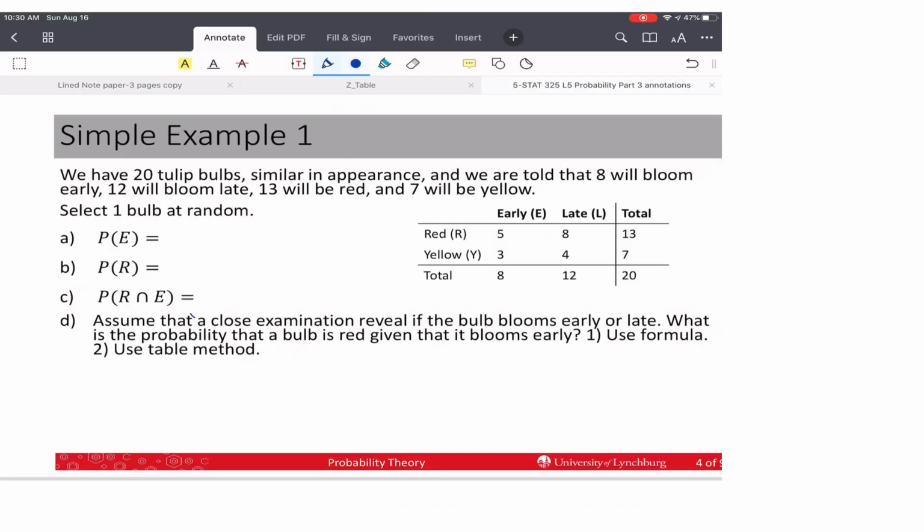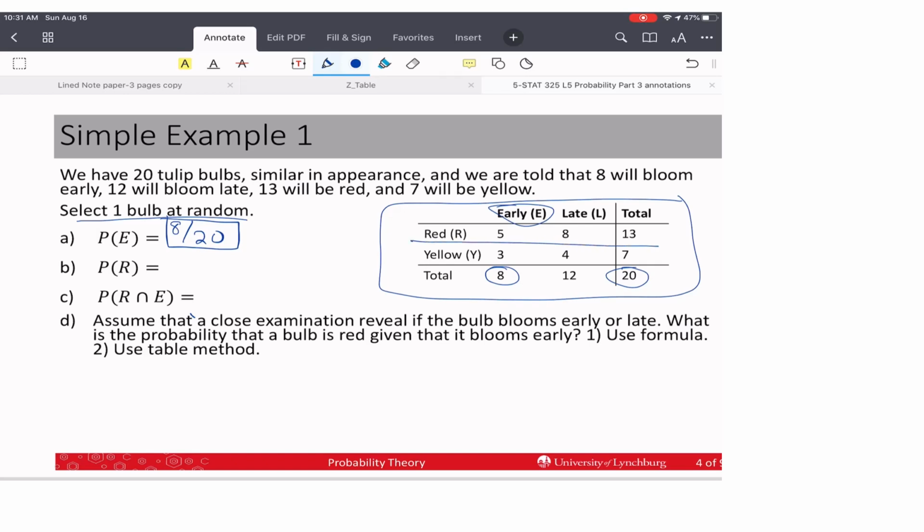In this problem, we're going to look at 20 tulip bulbs, and we're given this table here so we can see what's going on with them, and we're asked to select one bulb at random and figure out these probabilities. So I'm looking for the probability of early. So here's early, and the total here is 8, and the total bulbs in my sample space would be 20. So there's going to be 8 out of 20. That is my answer. Please do not reduce the fractions unless I ask you to. Okay, and then the probability of R is here. There are 13 of those, so 13 out of 20.